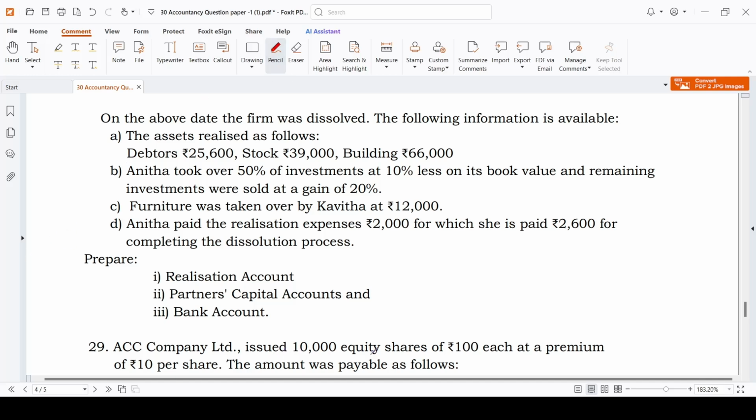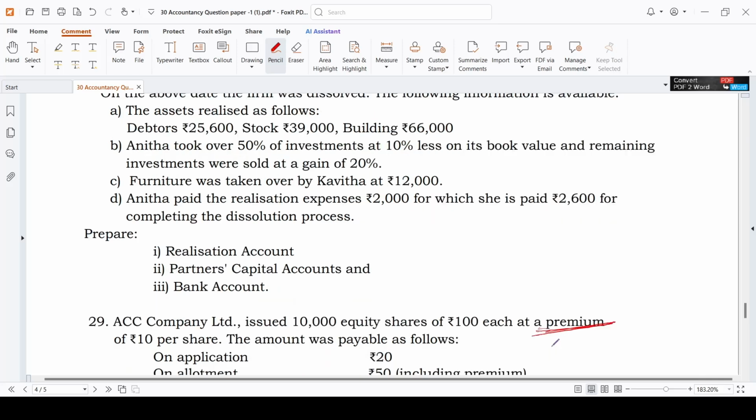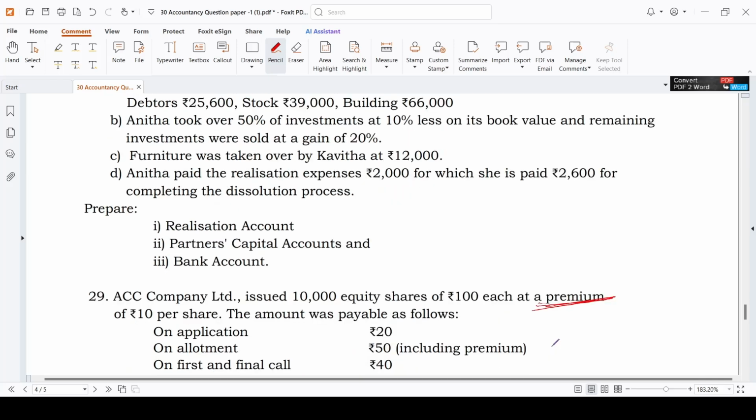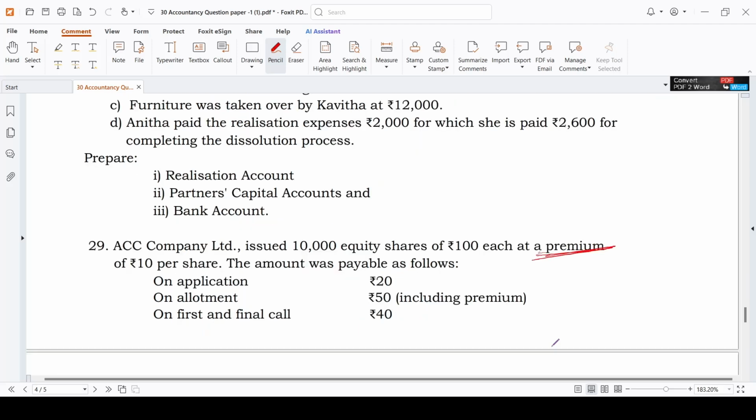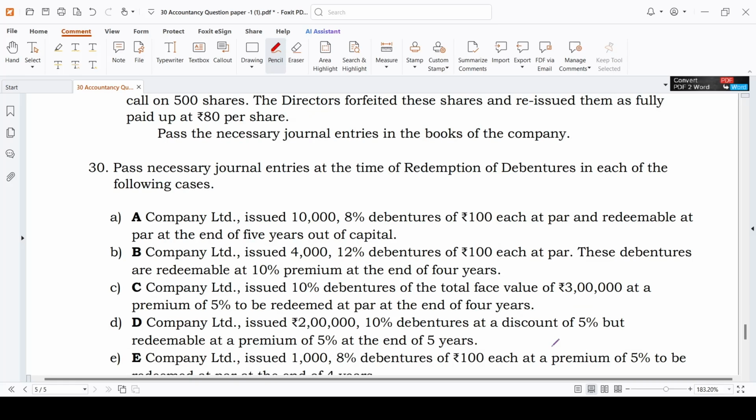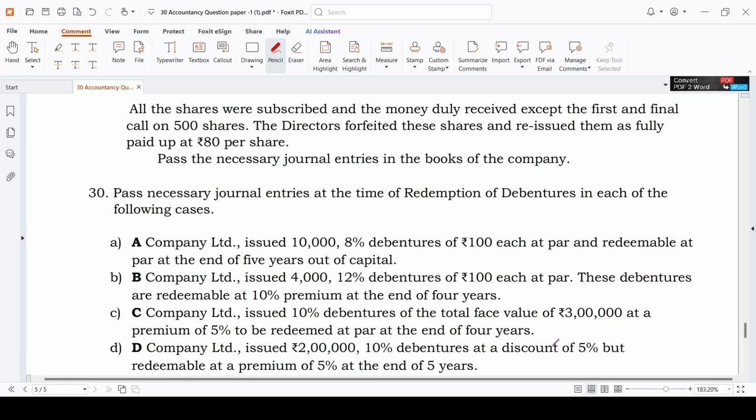ACC Company Limited issued 10,000 equity shares of ₹100 each at a premium of ₹10 per share. I told you, in shares they may ask you either premium. So a premium question is there here. I told you, premium problem, you just solve it. On application ₹20, on allotment ₹50, first and final call 40. And they have given you the information about that. All the shares were subscribed and the money duly received except the first and final call. See, this problem you practice compulsorily.